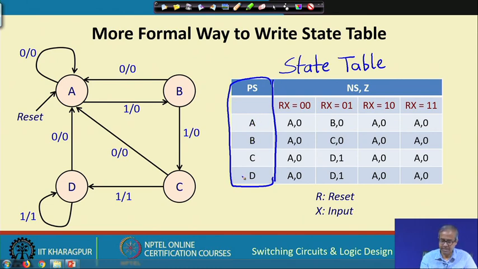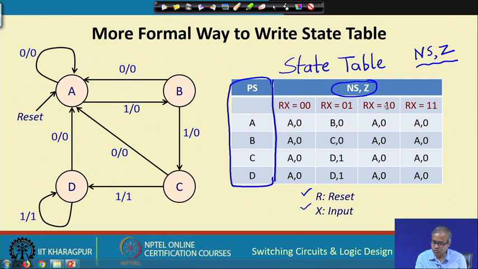Well, here the next part of it specifies two things: next state comma z, z is the output. Next state is where you are going, comma z is the output value that is being generated. Now, as you can see there are four columns in the second part. There is something called R x. What is R x? R represents the reset input, x represents the actual bit that is coming, the actual input.